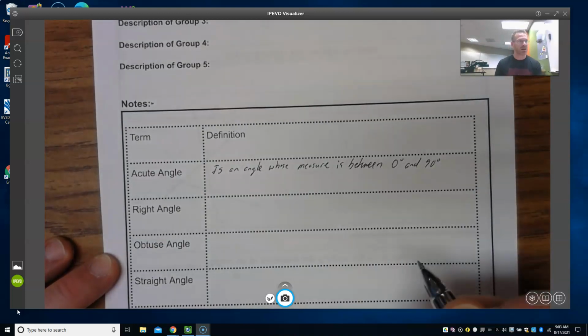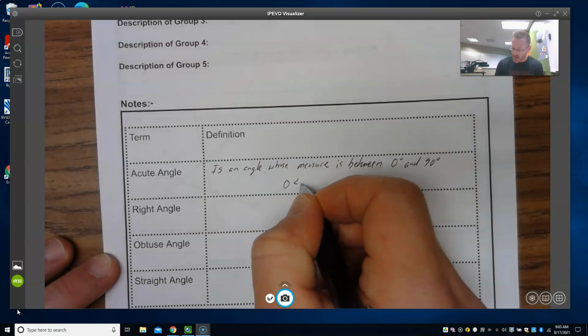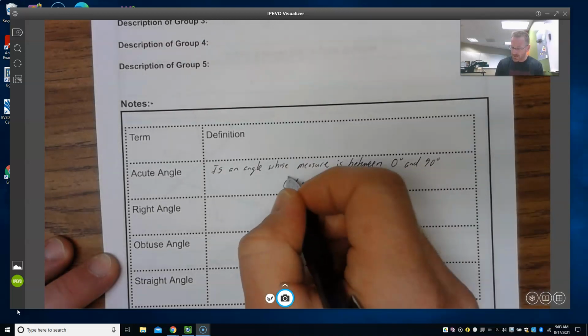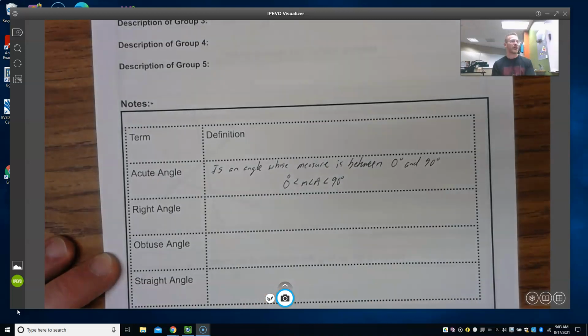And then we can write that as an inequality. So we could say 0 is less than the measure of angle A, is less than 90 degrees. So it's between 0 and 90. It's not equal to 0 because then we won't have an angle. And it's not equal to 90 because if it's equal to 90, that's our next term here, a right angle.